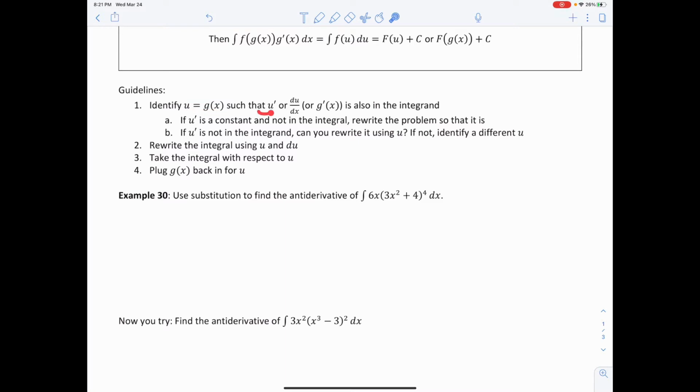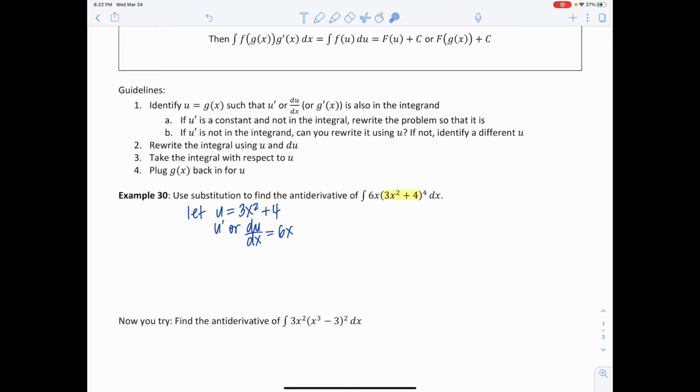You want to make sure that the derivative of the inside function is also part of the integrand. So our inside function is 3x squared plus 4. So I'm going to let u equal 3x squared plus 4. Its derivative should also be in the integrand. Remember, integrand refers to the whole thing that's being integrated. So u prime, or du dx, equals 6x. That's the derivative of this, and it's in the integrand, which is good.